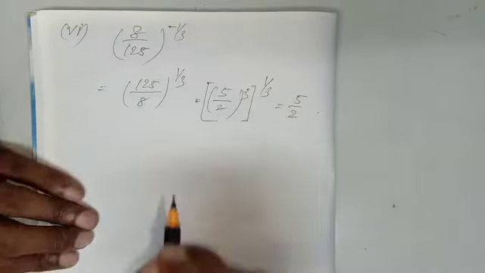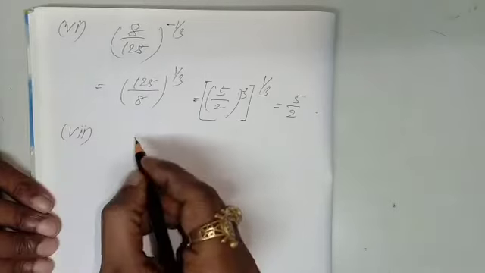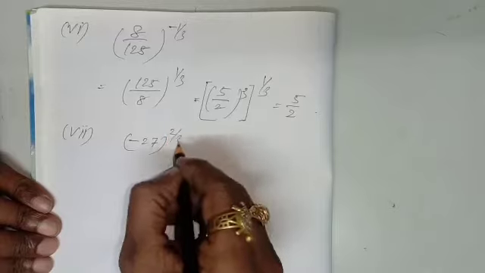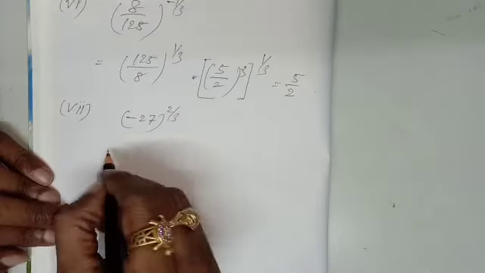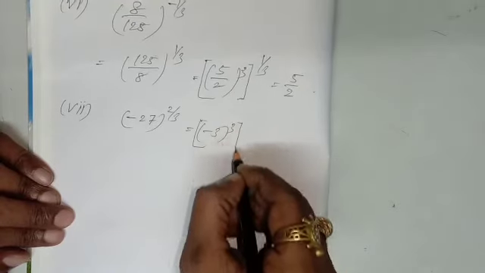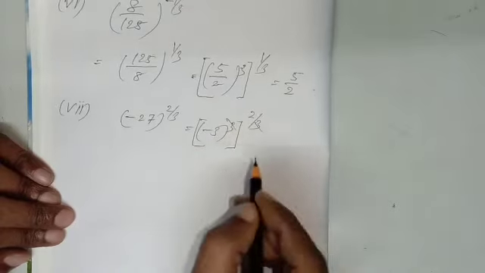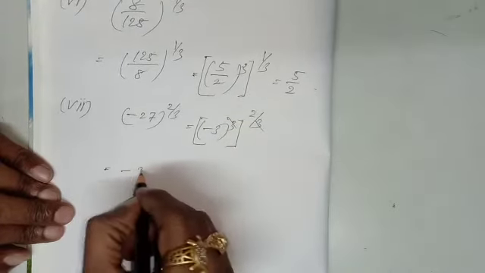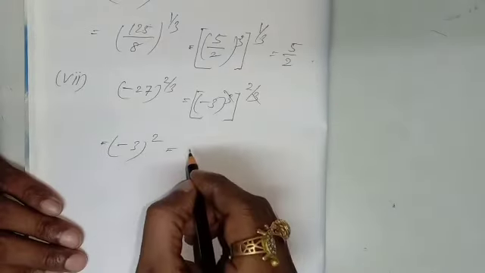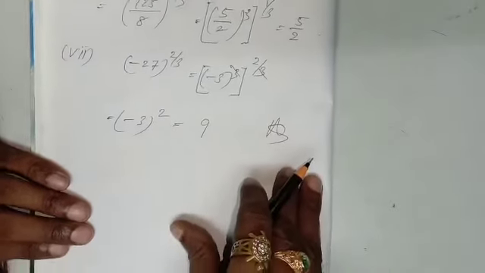This is the answer. Next, the 7th part of number 1. The 7th part question is given as minus 27 whole to the power 2 by 3. First of all, you see minus 27, if you factorize, this will be minus 3 whole cube. If you multiply minus 3 three times, that will give you minus 27. Now this power and this power cancel out. What is left here? Minus 3 whole square. If you multiply minus 3 two times, that means minus 3 into minus 3, that will give plus 9. In this way, the 7th part is also completed.